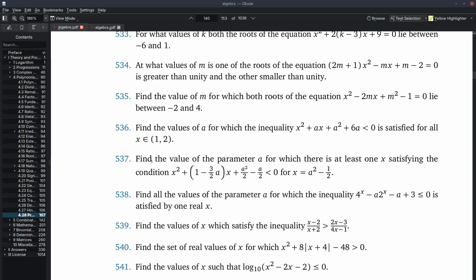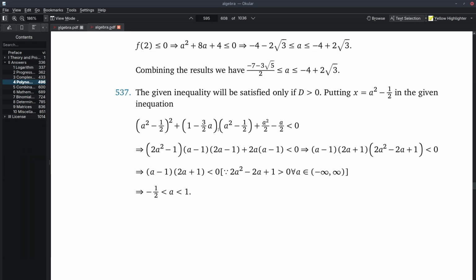Question 537 says: find the value of the parameter a for which there is at least one x satisfying the condition x squared plus (1 minus 3a by 2) into x plus a squared by 2 minus a by 2 less than 0 for x equal to a squared minus half. So we have to find the value of the parameter.